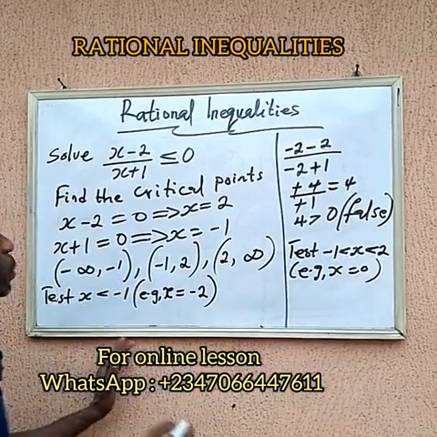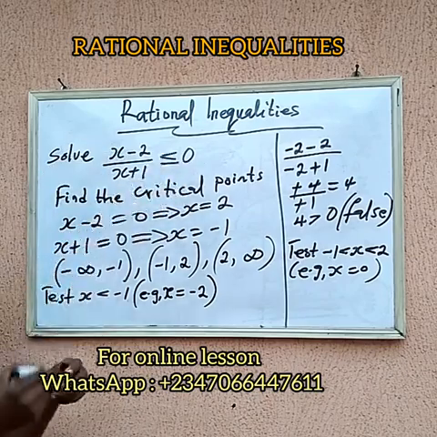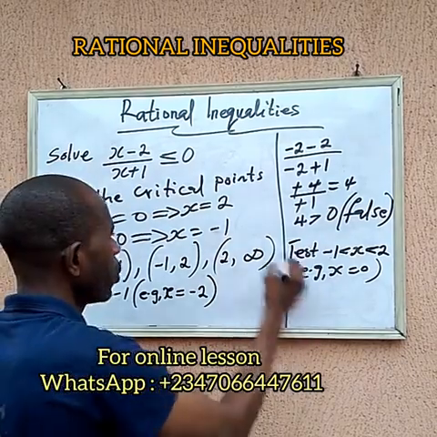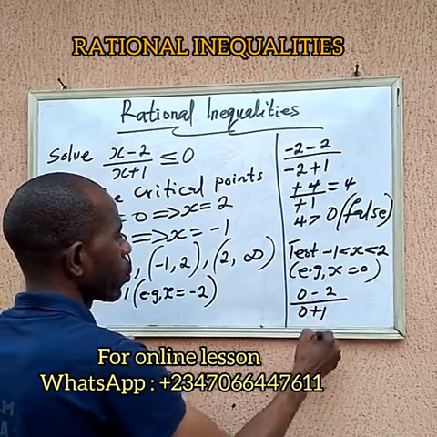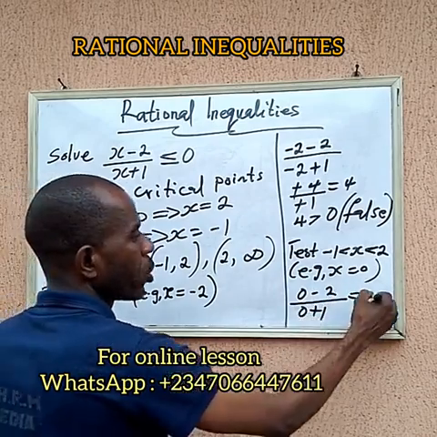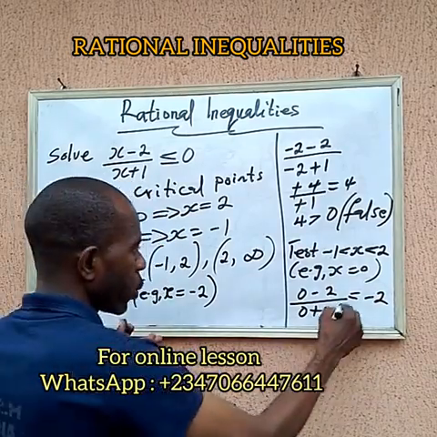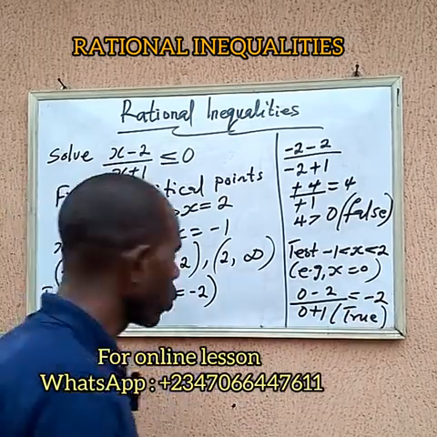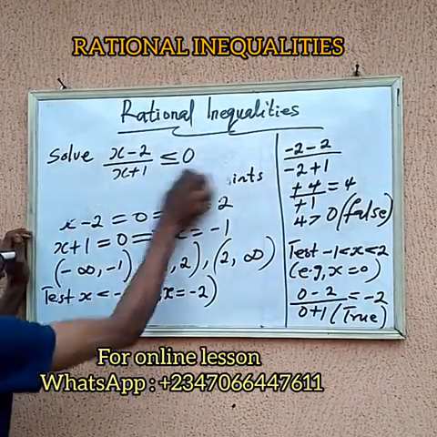Now, what value are we choosing? Let's choose 0. Then plug the 0 into the inequality. If it gives you exactly 0 on the right hand side or a negative value, we shall accept the point. So we have 0 minus 2, all over 0 plus 1. So that leaves us with negative 2. Here, since negative 2 is less than 0, this point is true. So we take that point as one of the solutions.